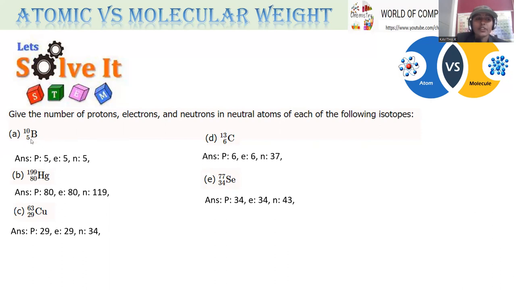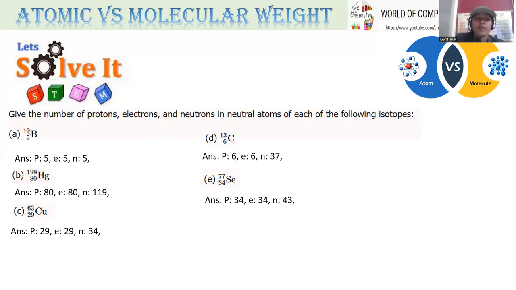Electrons: being neutral, the proton count is equal to the electron count. Because when it becomes neutral, the number of positive charges is compensated by the number of negative charges. If 5 protons are there, then in order to cancel 5 protons, 5 electrons will be there. That's why it becomes neutral. So all atoms are neutral, and the proton and electron counts will be exactly equal. So electrons are also 5.